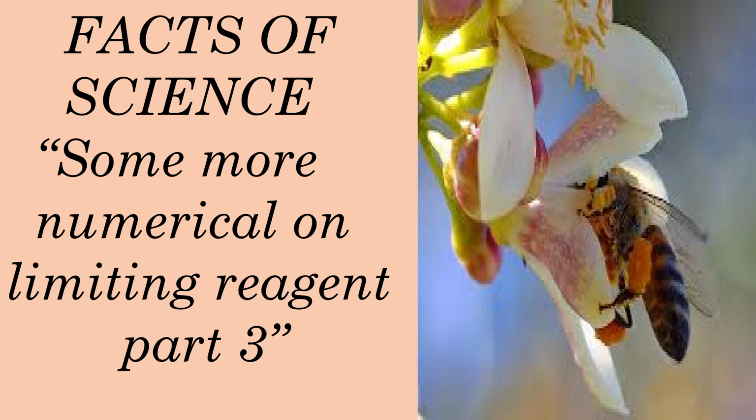In a chemical reaction, the starting materials are called reactants and the end material is called product. If there are two starting materials, one is the limiting reagent, the other is the excess reagent. Limiting reagent means the one that produces fewer moles of product, and excess reagent means the one which is in excess. So in this video, I will tell you how to identify the limiting reagent, part 3.